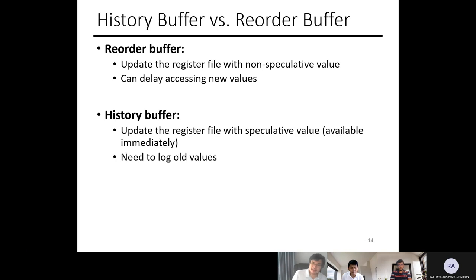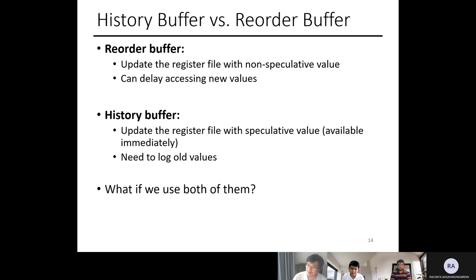In the history buffer, you update the register file right away with the speculative value. Basically, you don't wait until write back. And you have the history buffer to maintain the old value. You have the log.